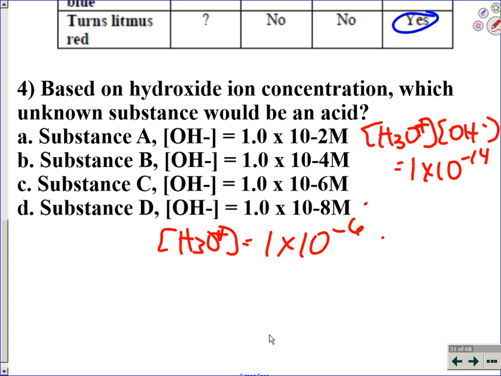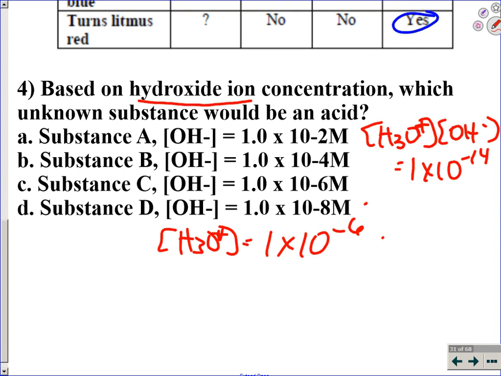Negative 6 is bigger by how many? 2 zeros, so you're basically saying it's 100-fold greater. It's 100 times greater. Well, I'm thinking the opposite. That's why it's very important for us to understand that a high quantity of hydroxide is associated with bases, and a high quantity of hydronium is associated with acids. So we have to identify that first, and then we have to compare the numbers.